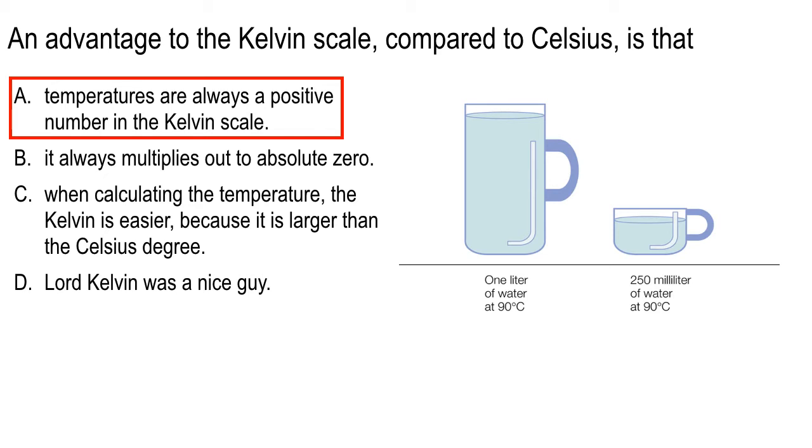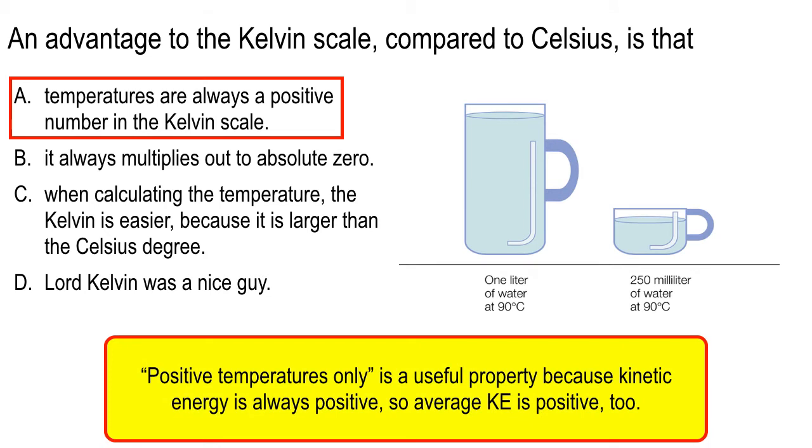The basic advantage is this, and it's one of the reasons that the Kelvin temperature is so useful, because it correlates to the fact that average kinetic energy is always positive or zero. You never get a negative kinetic energy. So if you have an average, it's either going to be zero or positive, and that's where the Kelvin temperature comes in nice.